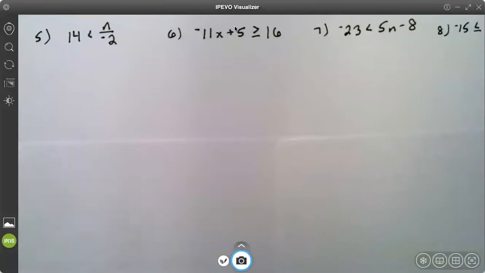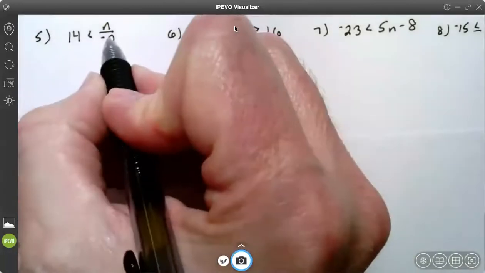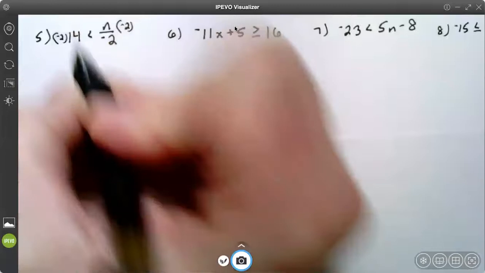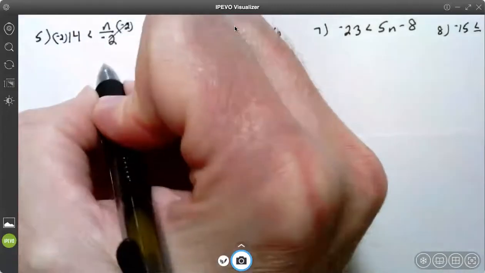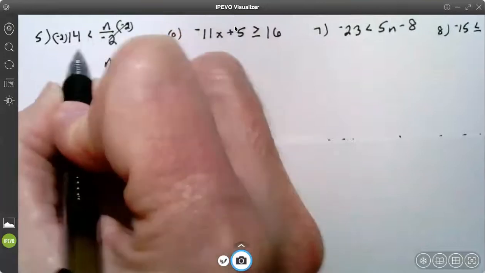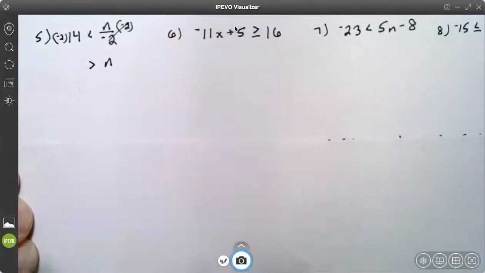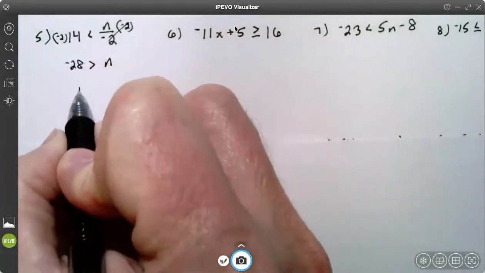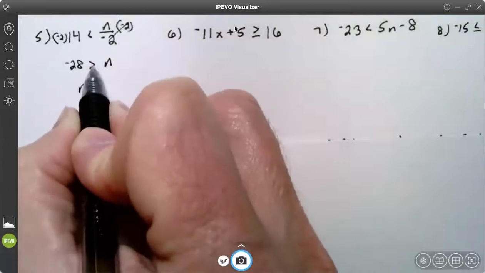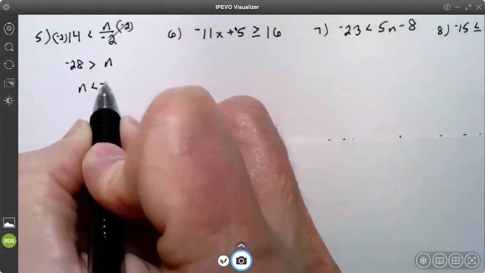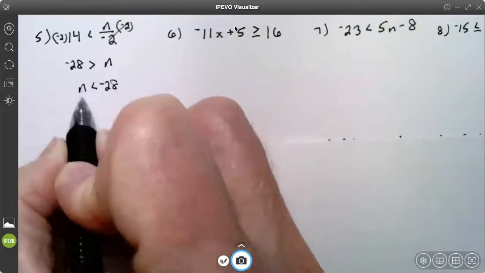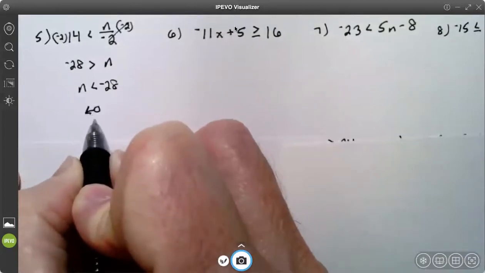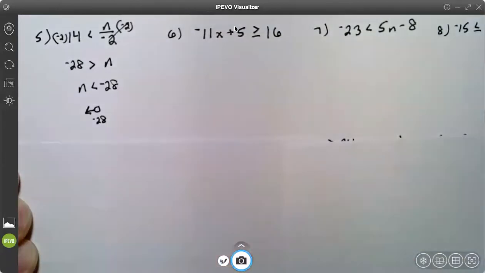Try number 5. On number 5, to get rid of divided by negative 2, I multiply both sides by negative 2. Those cancel out, give me n. As soon as I said multiply or divided by, I should have went ahead and come down here and flip my sign. And negative 2 times 14 is negative 28. My variable's on the right. Let me write it on the left. It should open to the negative 28, point to the n. This says n is less than negative 28. This says n is less than negative 28. And this says n is less than negative 28.